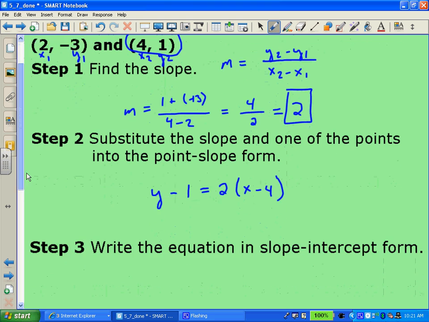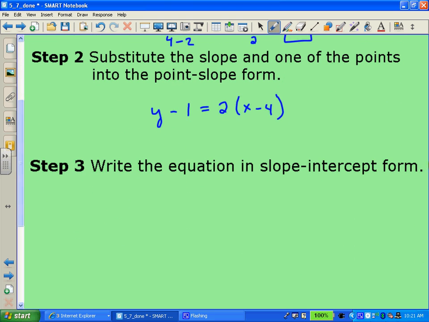Okay, and now we're back to where we were with the previous examples. I now have to convert it into slope-intercept form. So to do that, first thing I have to do is to distribute.